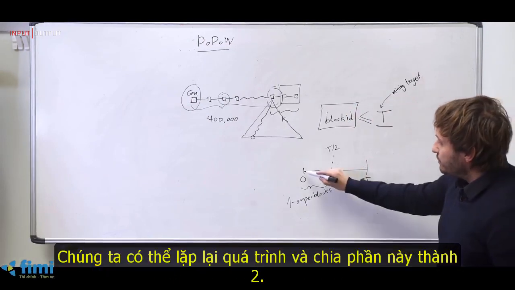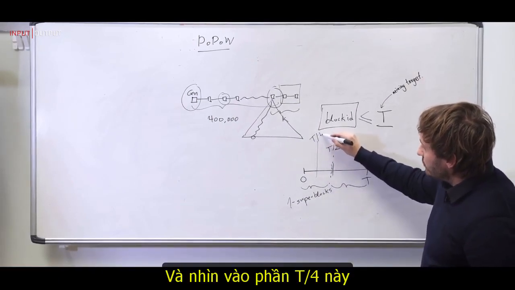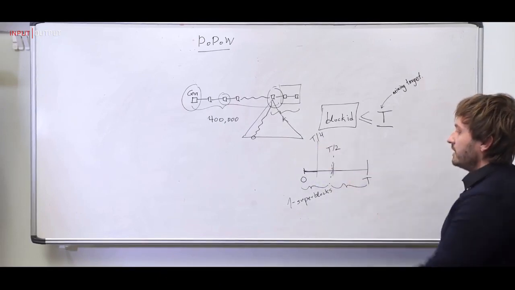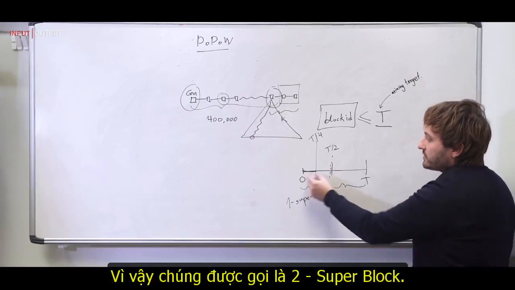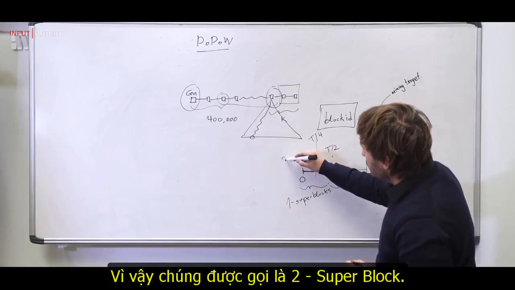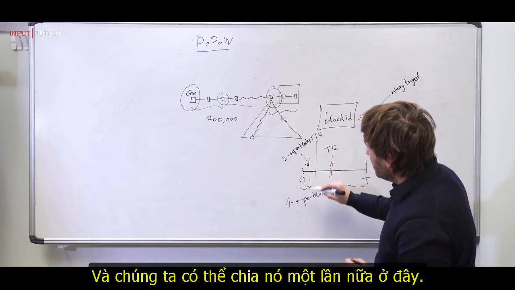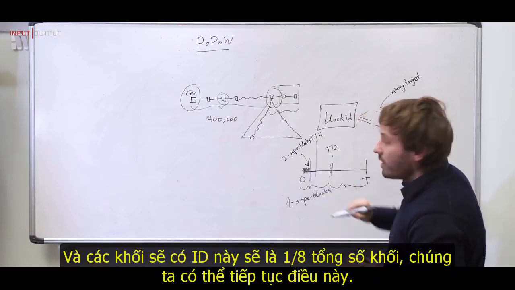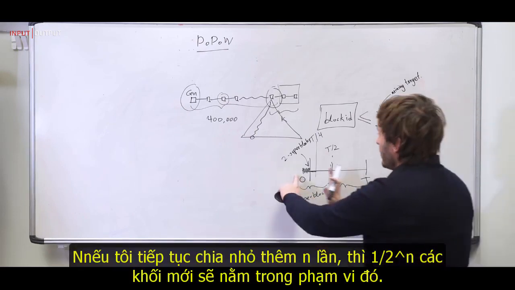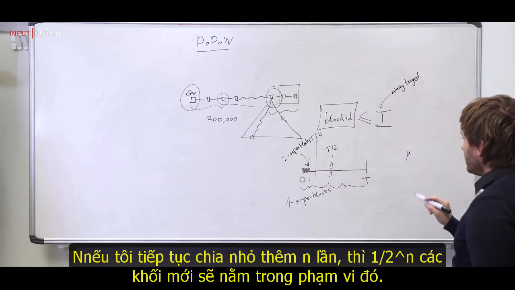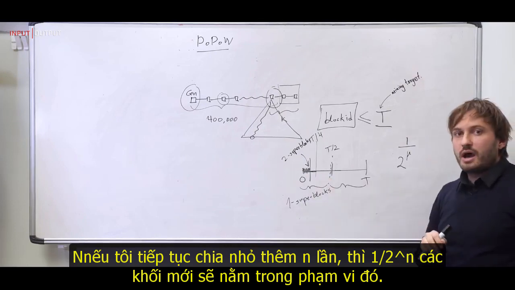We can repeat this process and split this portion here into half and look at this t quarters portion over here. And then we notice that 1/4 of the total blocks will fall within this range. So these are called 2 superblocks. And we can split it again here, and the blocks that will have this ID will be 1/8 of the total blocks. And we can continue this, and we can say, if I keep splitting it mu times, then a portion 1/2 to the mu blocks will fall within that range.